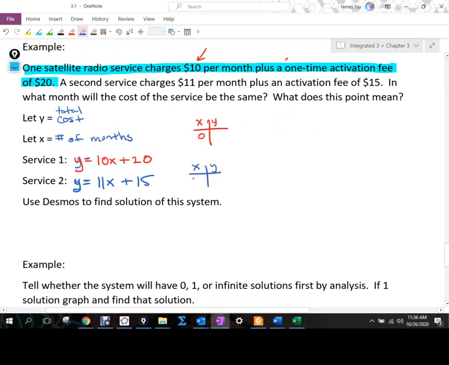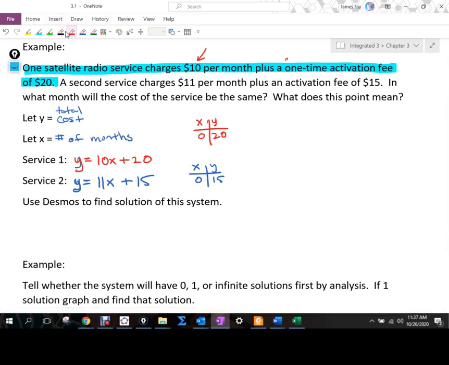So if I go 0 months for the blue service, I'm going to pay $15. That's my activation fee, right? And the red one would be $20, right? So if I'm just interested in just activating this, the cheapest one for me would be the blue one, right?